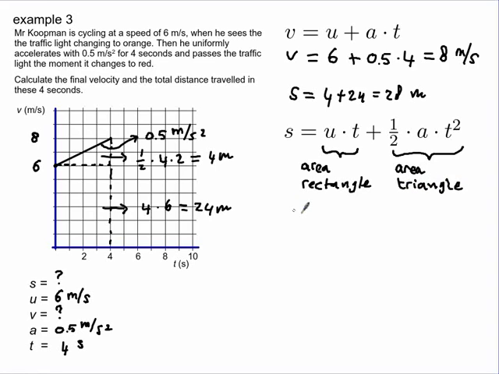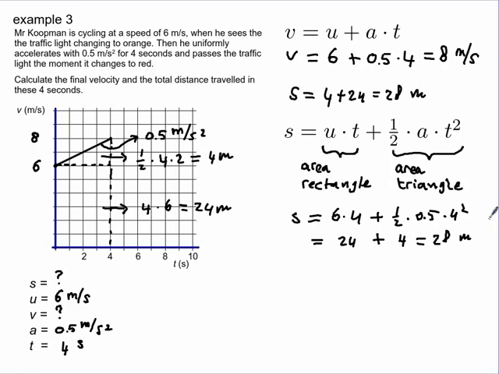And now if you fill it in, you will find that the distance traveled equals 6 times 4 plus a half times 0.5 times 4 squared. This part equals 24, and this part equals 4, and together it's 28 meters.